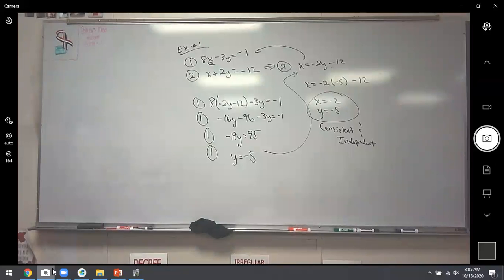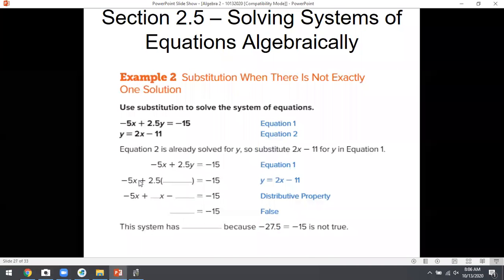Solve for one thing, doesn't matter what, x or y, a or b, whatever the letters are, solve for something, plug in the other equations, and then we'll see what happens after that.